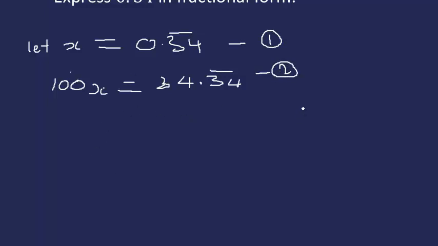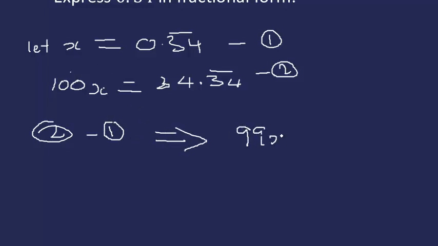So now let's take equation 1 from equation 2. That will imply that we have 99x equal to 34. So our x now will be equal to 34/99.